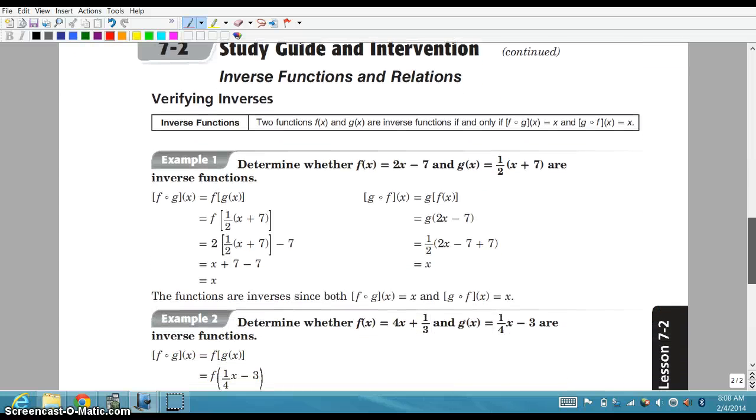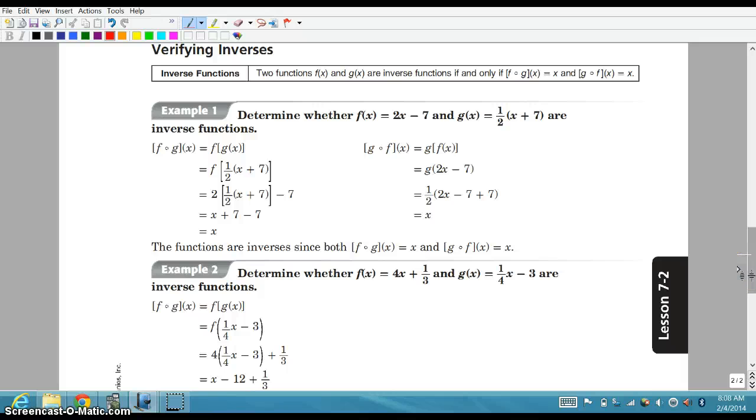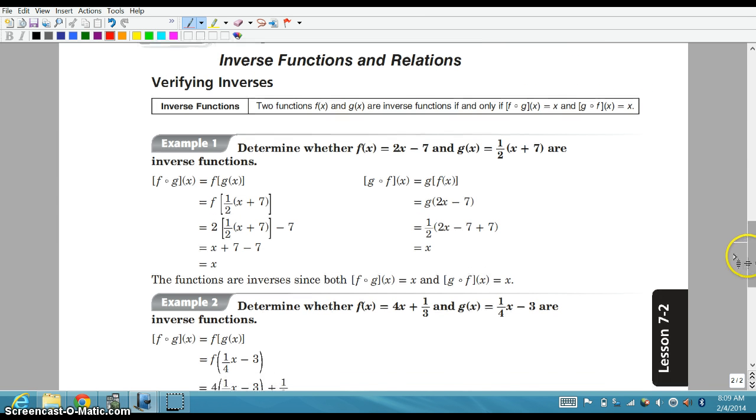Verifying inverses. Inverse functions. 2 functions, f of x and g of x, are inverse functions if and only if f of g of x and g of f of x both equal x. Now I'm going to go ahead and rewrite this so that we can easily relate it back to something we've seen before as follows. So, as we see, f of g of x and g of f of x in the common notation equals x. If they both equal x, then we know they're inverses of one another. And we will have to prove that both of them equal x.